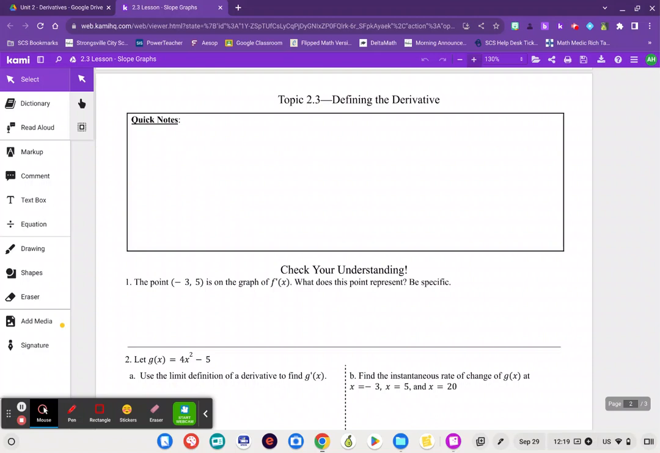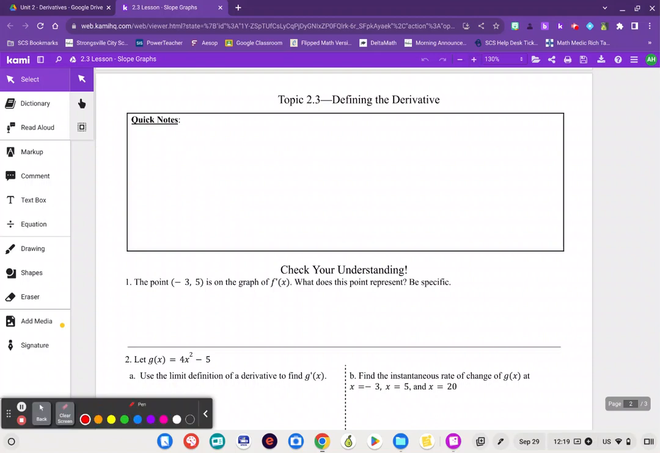And so I'm going to just run through these quick notes again, make sure that we have all the pieces and parts. And then I'm going to run through and work problem 2, 3, and 4 so that you can be more confident and comfortable when you go to do your 2.3 practice.